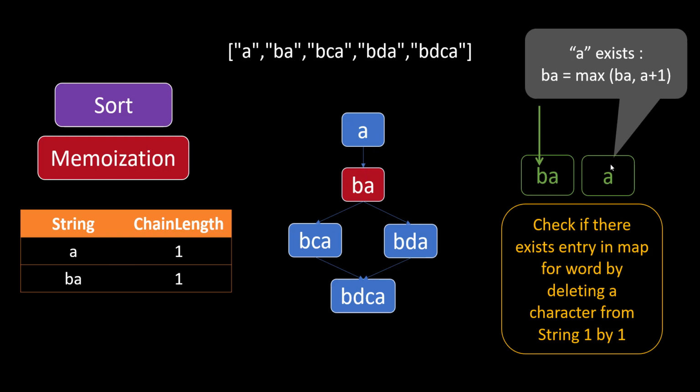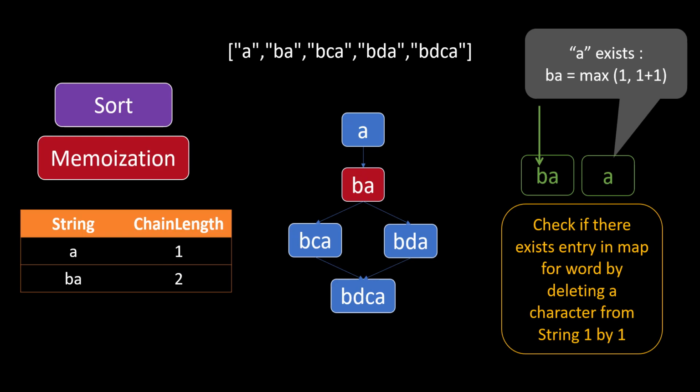And the result would be either the result for BA that is there in the map, or the result for the smaller string, that is this A, plus 1 for the string BA, that is the current string. So it gives me max of value for BA or value for A plus 1. And that would give me 2 as a result for BA.